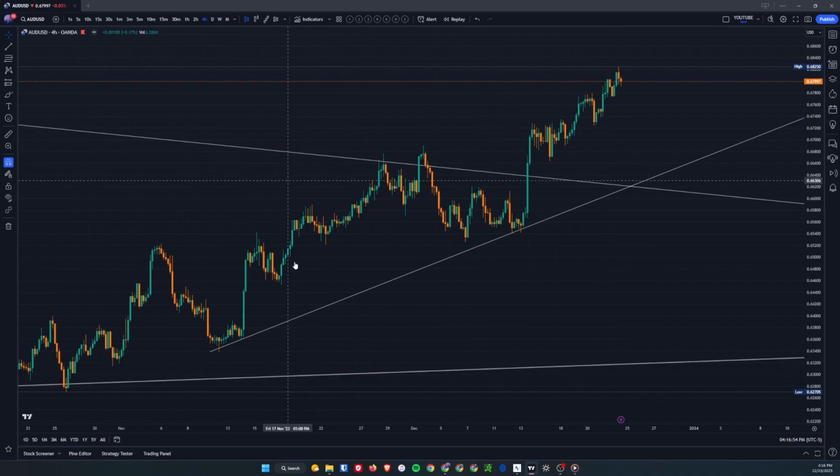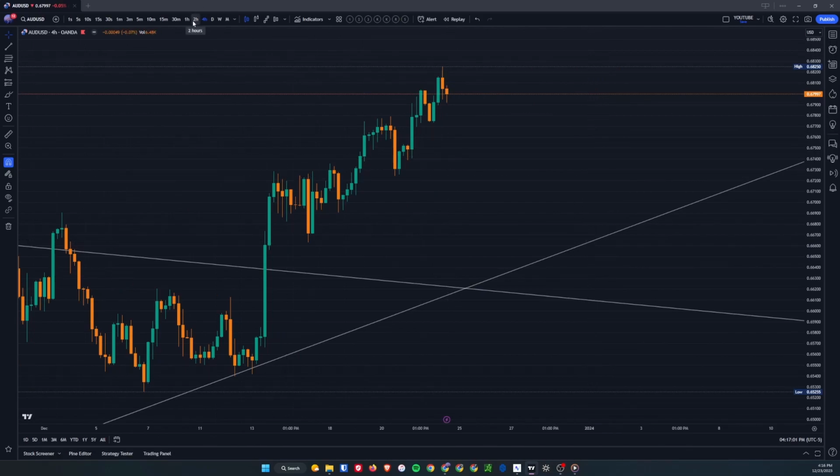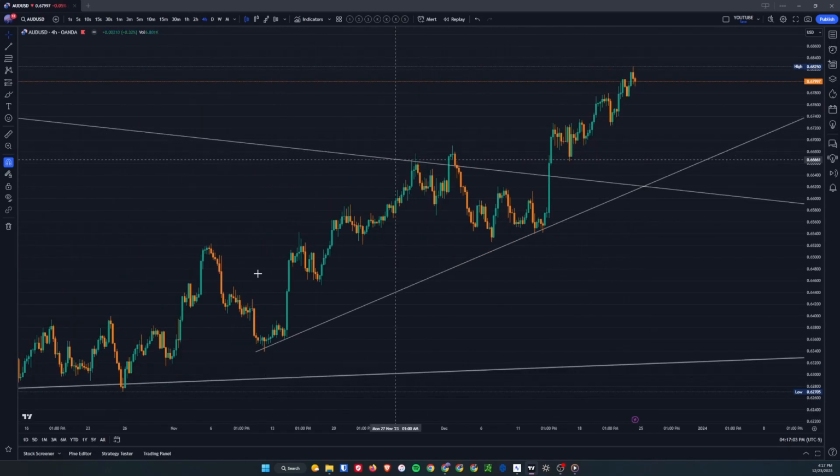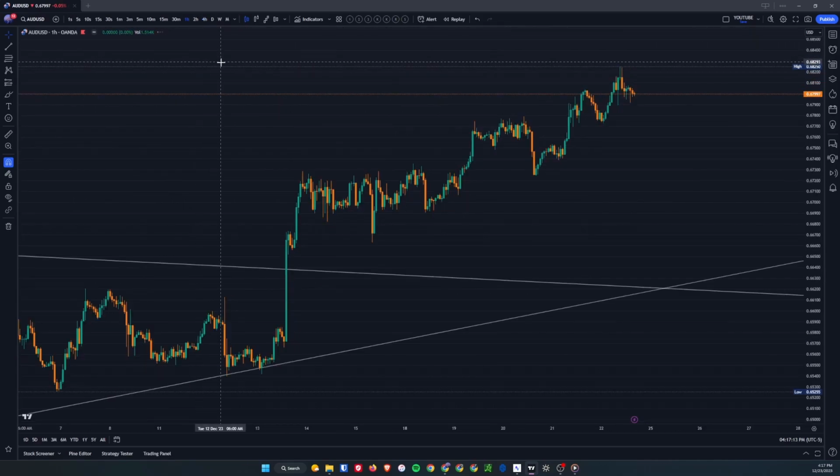What else do we see? Okay, this trend line is pretty relevant, right? I don't really see any other major things that I would draw that would be super useful on the 4-hour time frame. So okay, let's go on a smaller time frame.